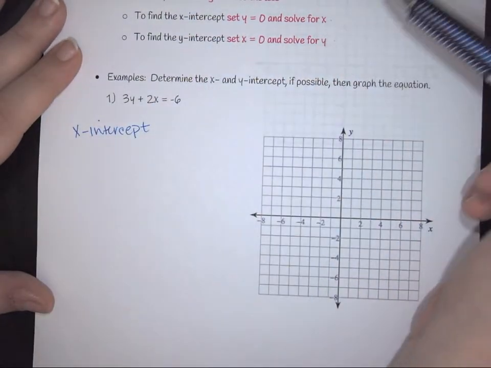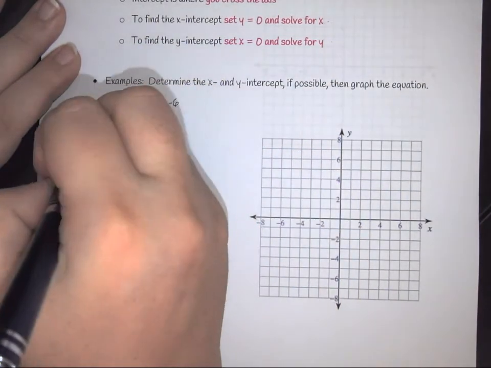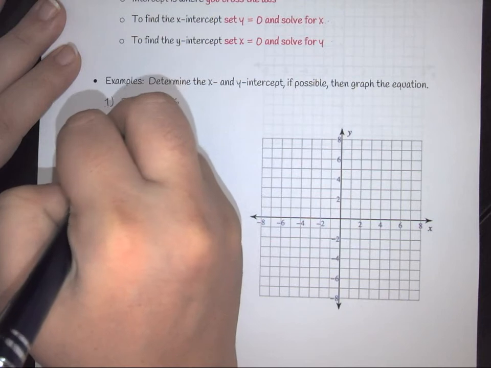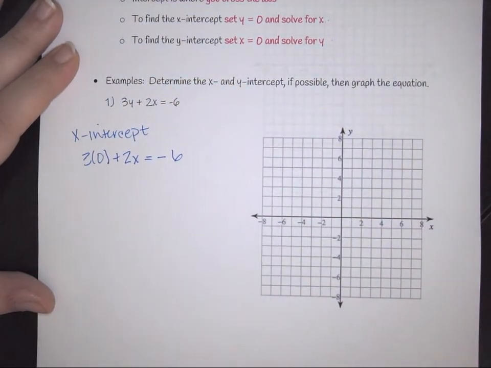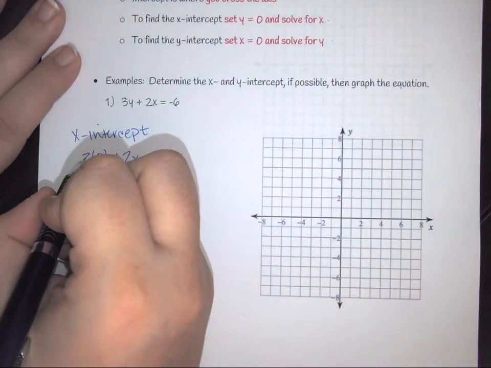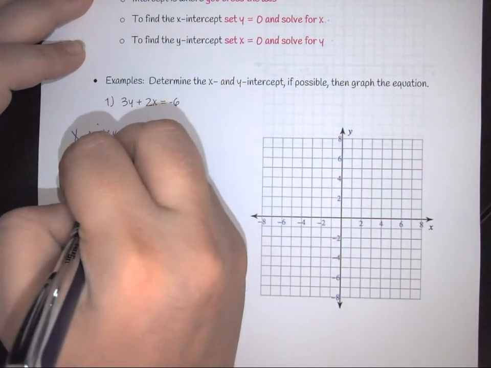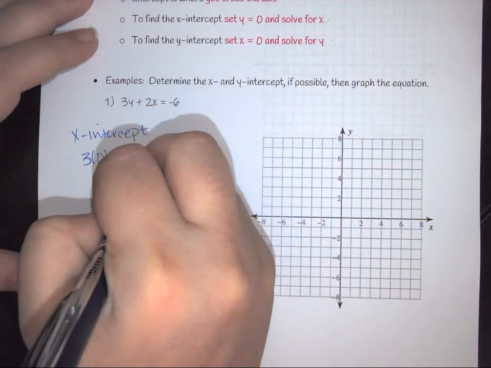So to find an x-intercept says I have to set y equal to 0. So this becomes 3 times 0 plus 2x equals -6. 0 times anything is 0, so divide everything by 2 and we get that x is equal to -3.